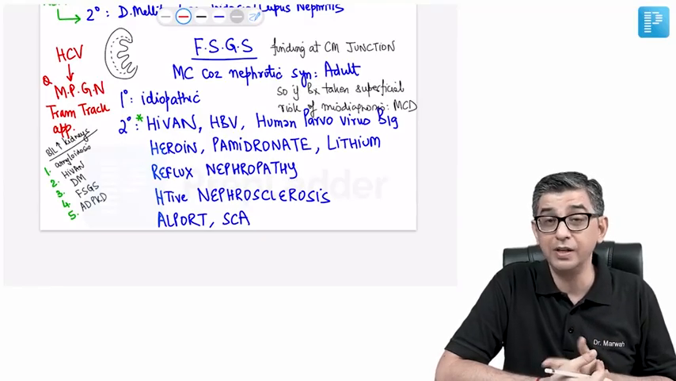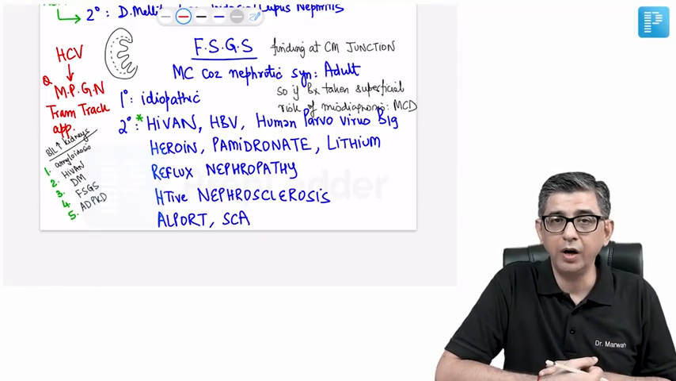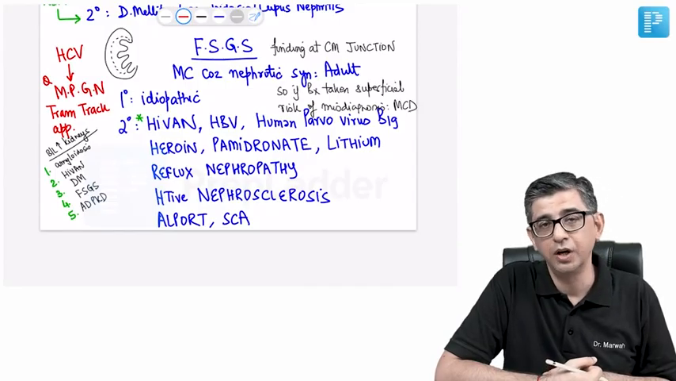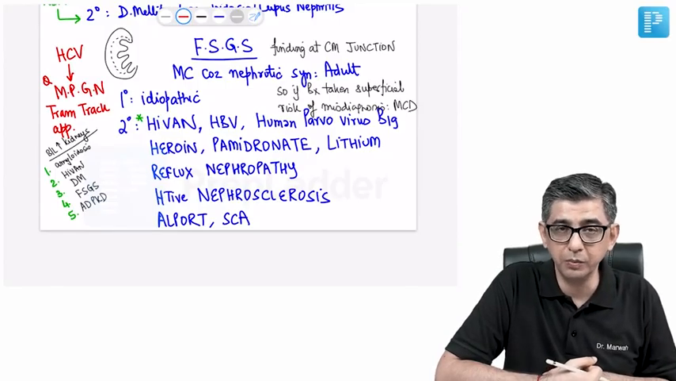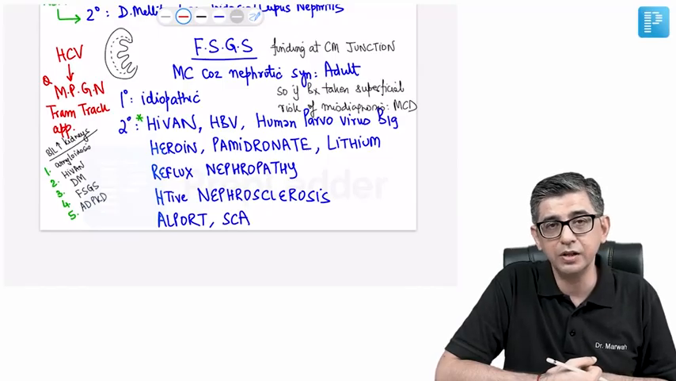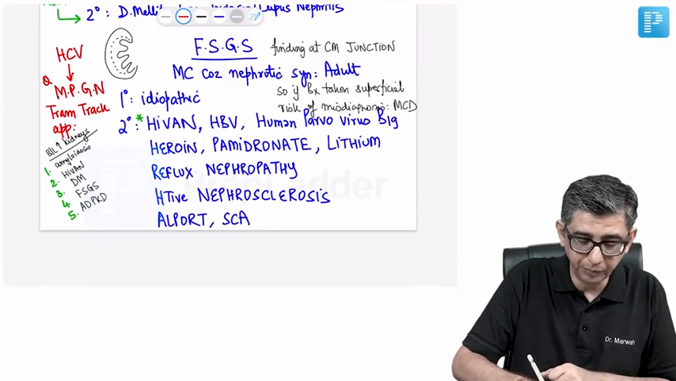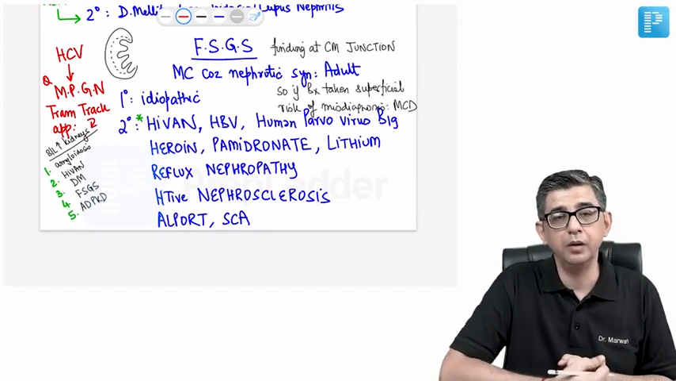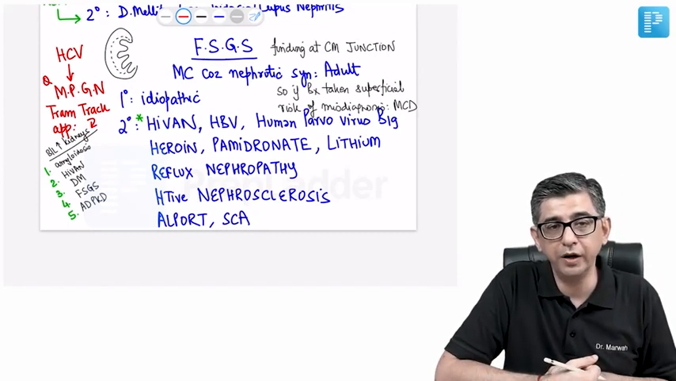I'll repeat that again. I have discussed that in neuro also. Tram track on X-ray skull or on a CT head, that would be Sturge-Weber syndrome. Tram track with respect to a CT chest, an HRCT chest, that would be bronchiectasis. But a tram track with a kidney biopsy, it would be membranoproliferative glomerulonephritis.